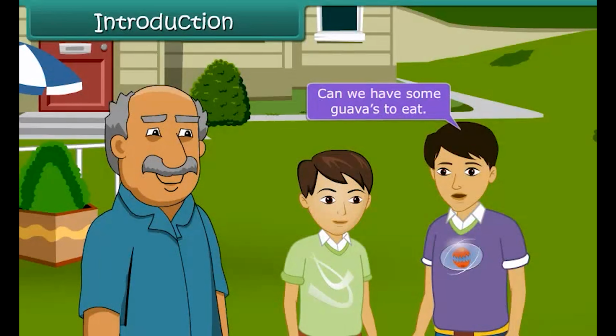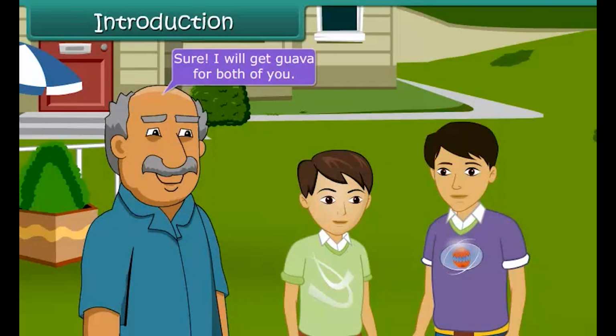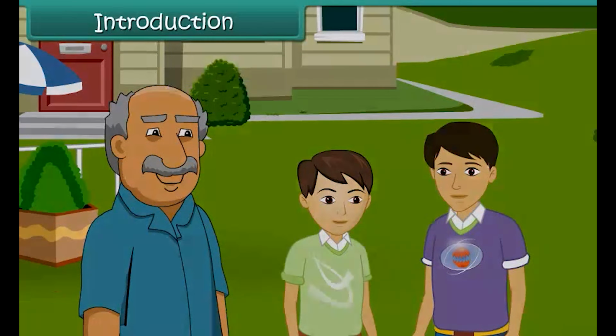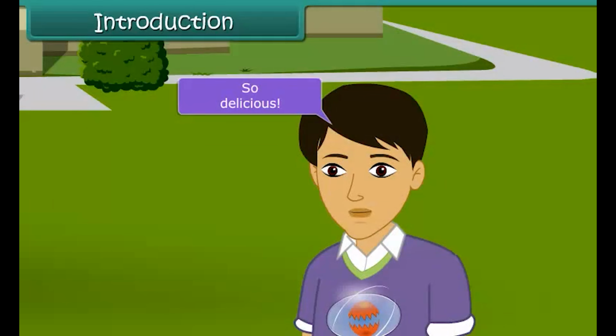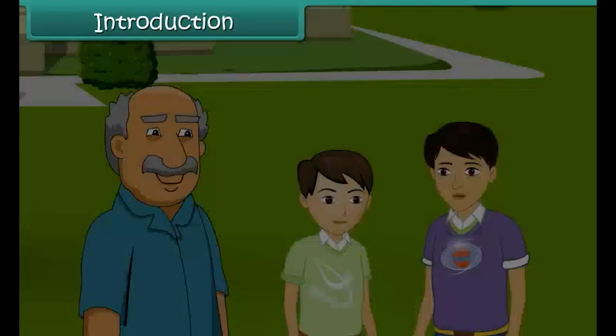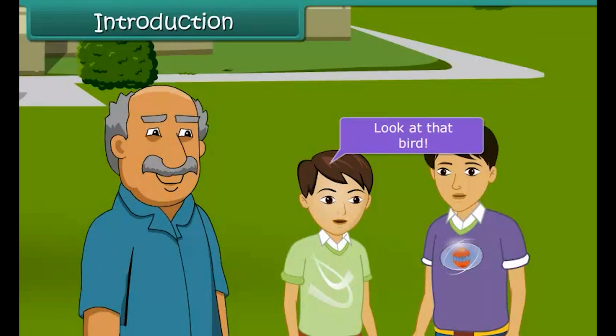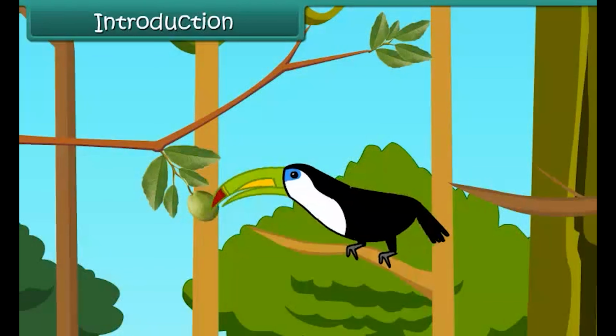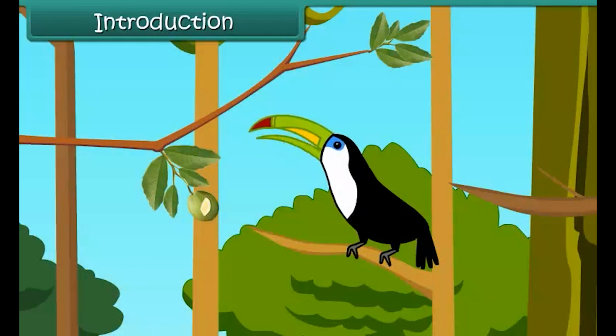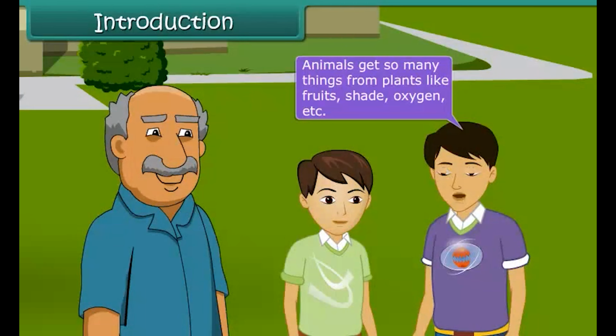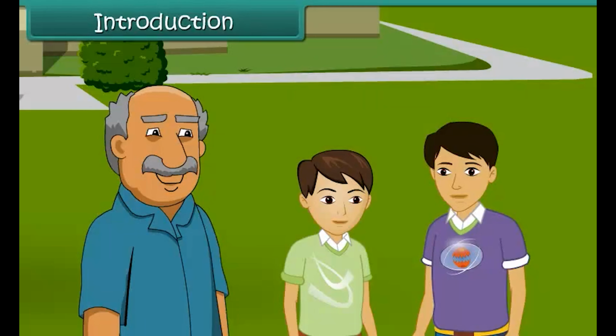Uncle, can we have some guava to eat? Sure, I will get guava for both of you. It is so delicious, Uncle. Look at that bird. Even the bird is enjoying ripe guavas. Yes, you know that animals get so many things from plants like fruits, shade, oxygen, etc.